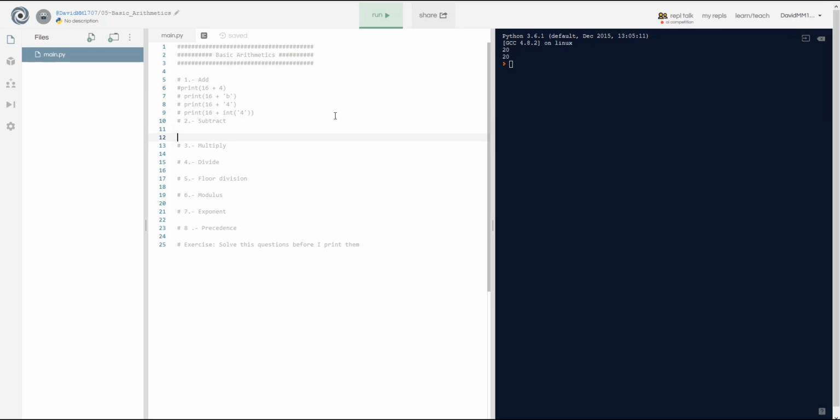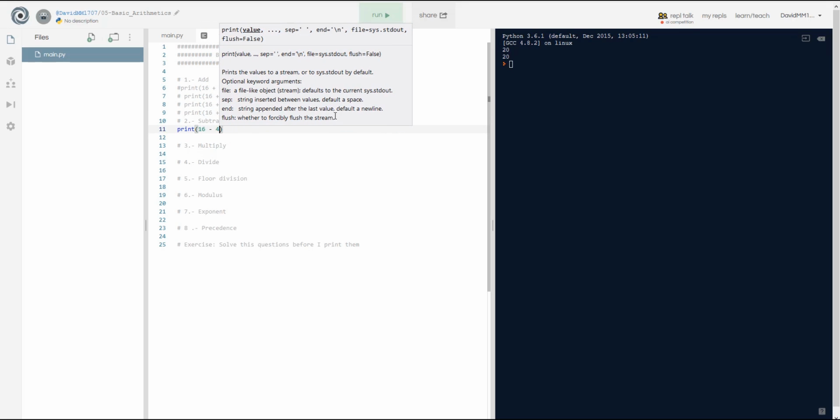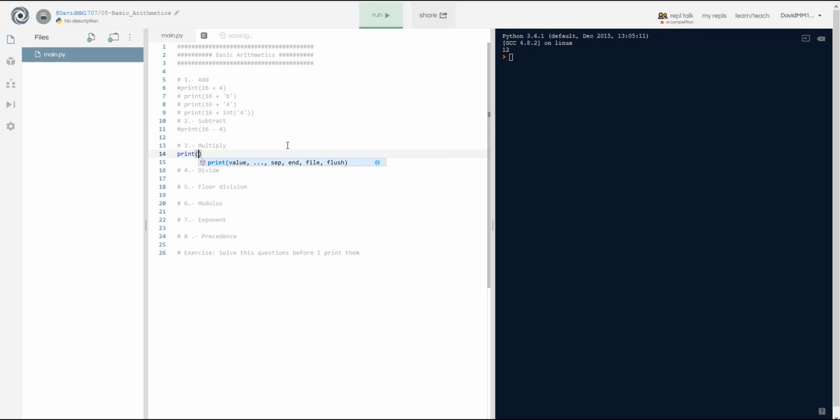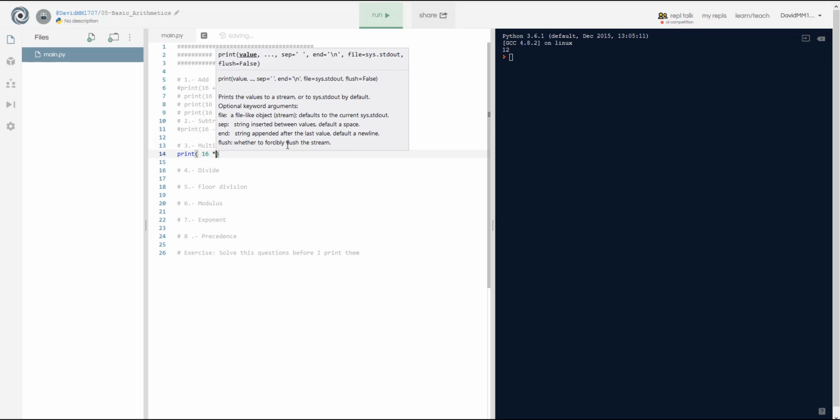Now subtract, pretty much the same. Print 16 minus 4, we are going to get 12. The same way, multiply. Let me comment this again. 16 multiply 4, 64. Pretty easy, right?